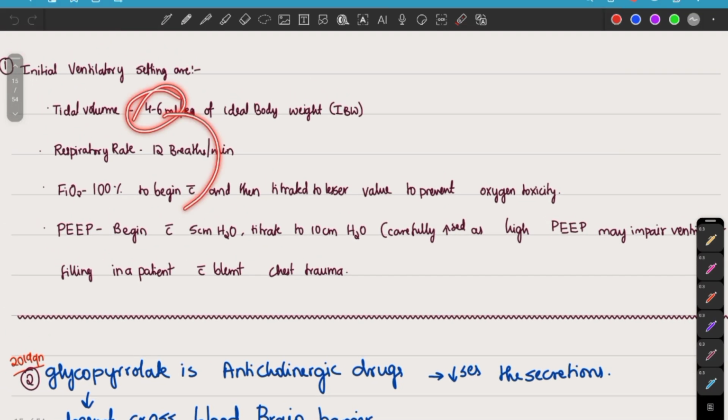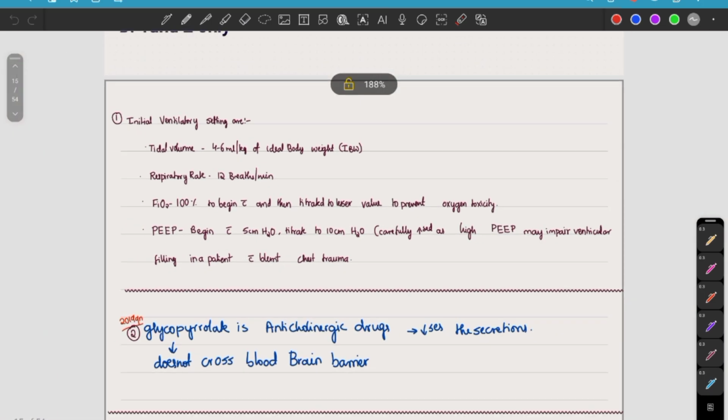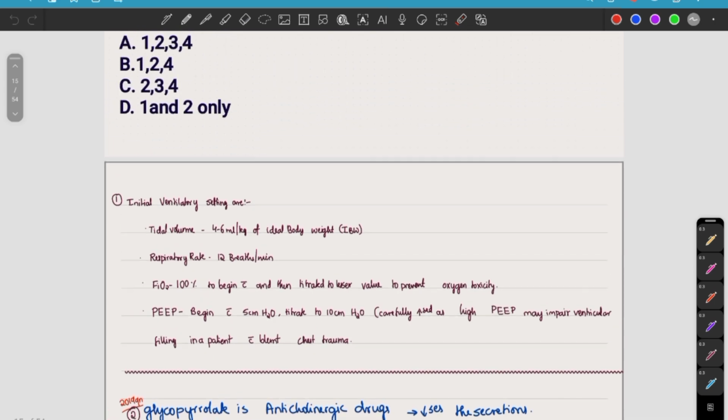FiO2 we will slowly decrease, whereas PEEP we will slowly increase to 10 centimeter of water. Okay, tidal volume and PEEP are almost the same, but then PEEP is increased to 10, which is near to the respiratory rate. Almost all the values are nearby.